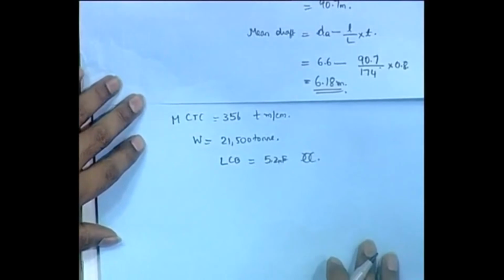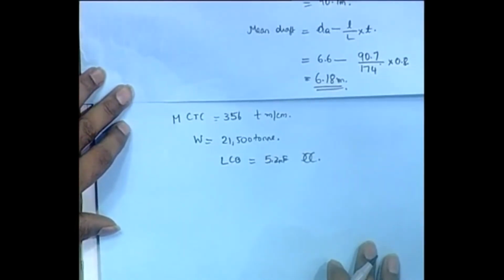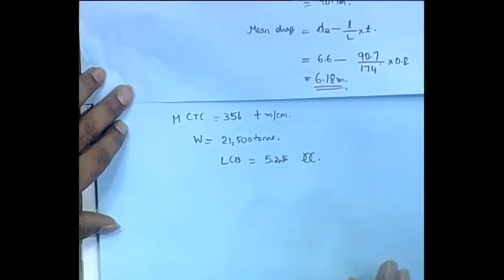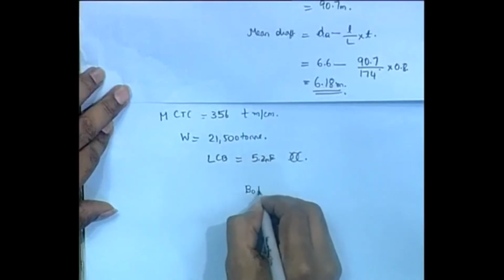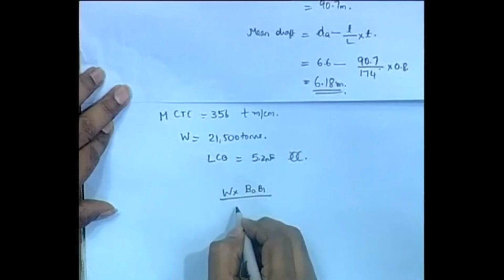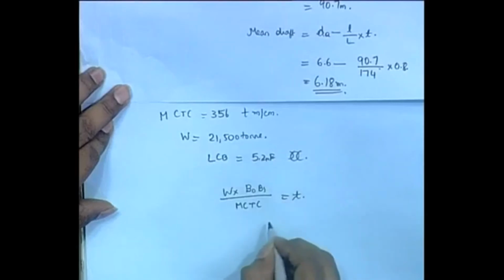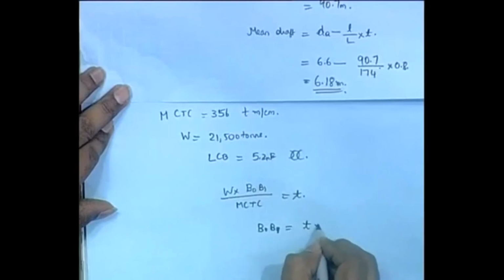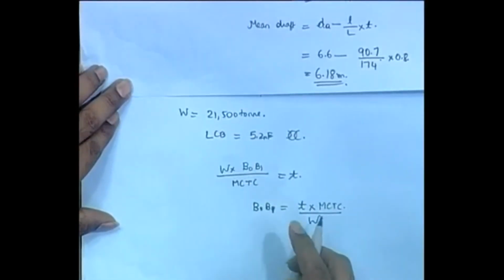Now we can use the formula: W into B0B1 divided by MCTC is equal to trim. I'll just change it around. Therefore B0B1 is equal to trim into MCTC divided by capital W. So this will give you the distance through which the center of buoyancy is shifted.